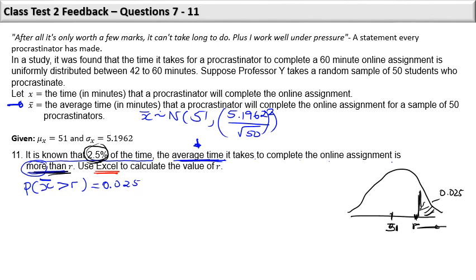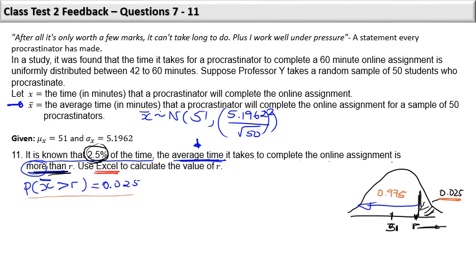and that probability is 0.025. Now, you will agree with me that in your tables, just like in Excel, we actually get lower tail probabilities, not upper tail probabilities. So if we need to find lower tail probabilities, we use the complement rule. So we know by the complement rule, 2.5% going up is 97.5% going down.